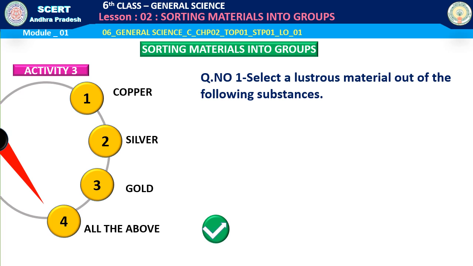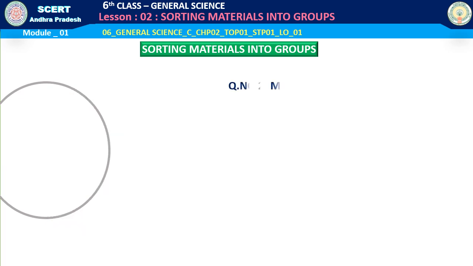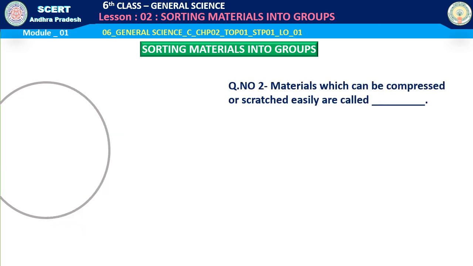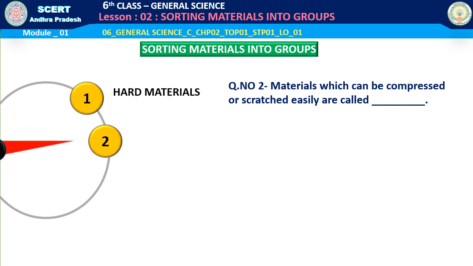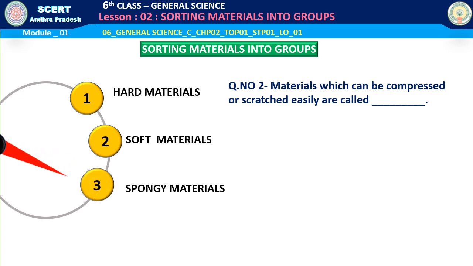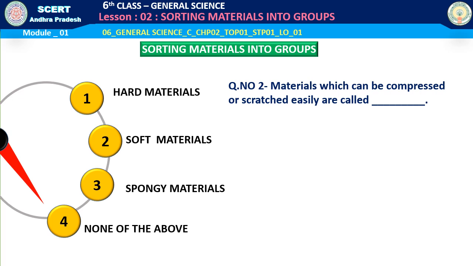Let us answer another question. Materials which can be compressed or scratched easily are called. Option number 1 hard materials, 2 soft materials, 3 spongy materials, 4 none of the above. Here the option is soft materials.